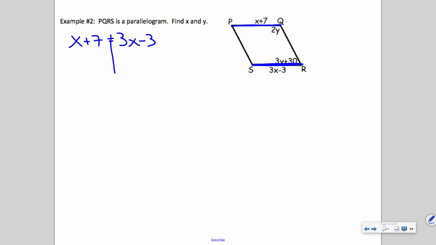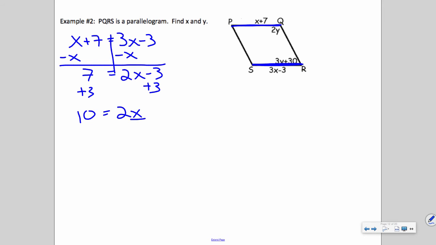Now I can solve for x by subtracting x on both sides, adding 3, and then dividing by 2. And I have found x. Now I have to find y. Y is on the inside and it's put in this corner.